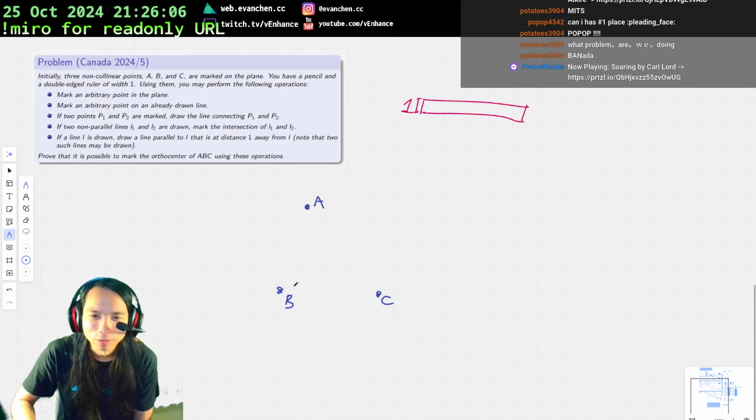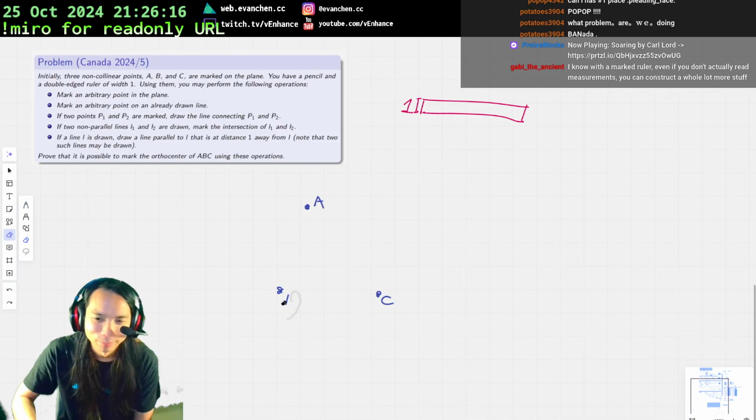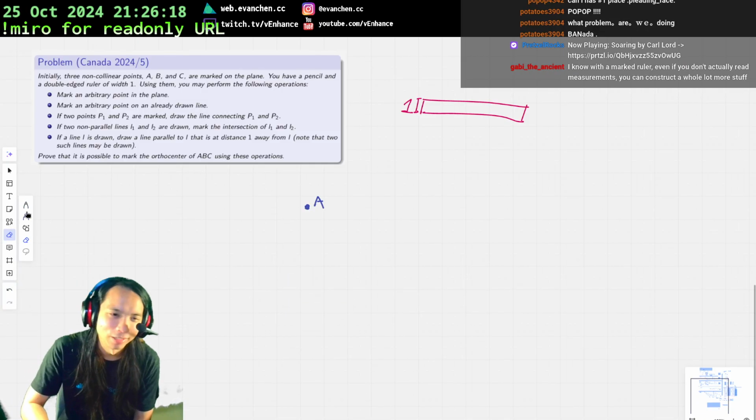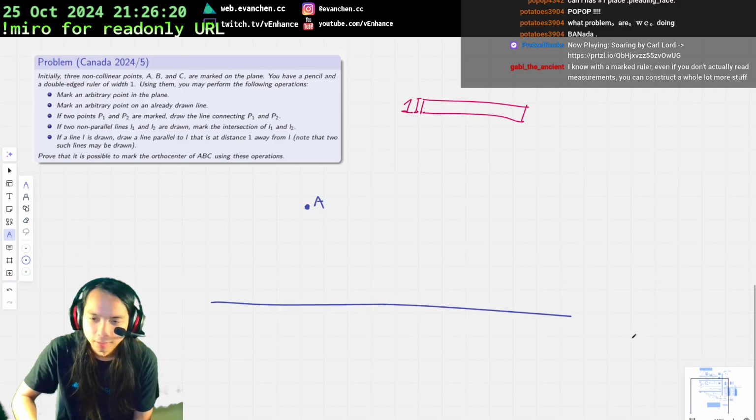When it says mark the orthocenter, I think it really means I need to figure out how to get this foot. So I'm just gonna focus on that. This should be equivalent. I don't really care about B and C either. It's just, okay, I have a point A and some line, and I want to get the perpendicular line.